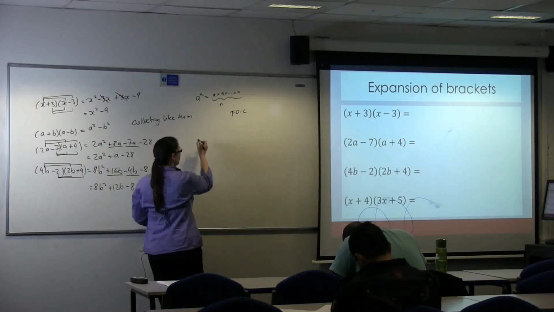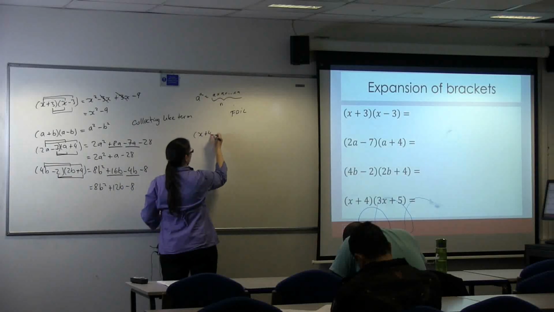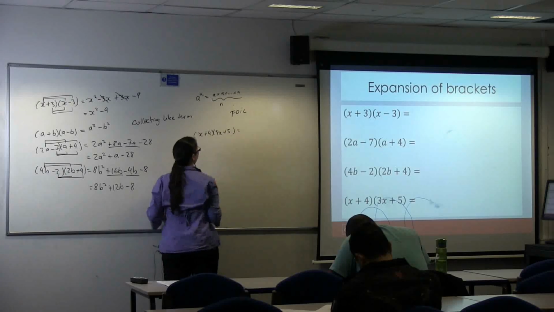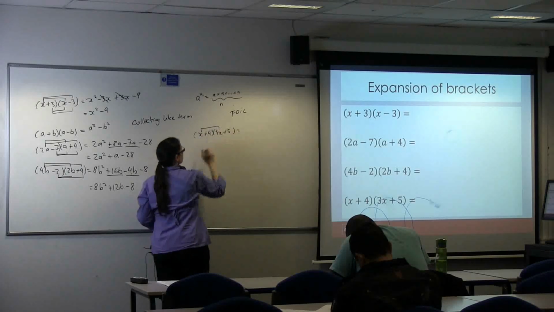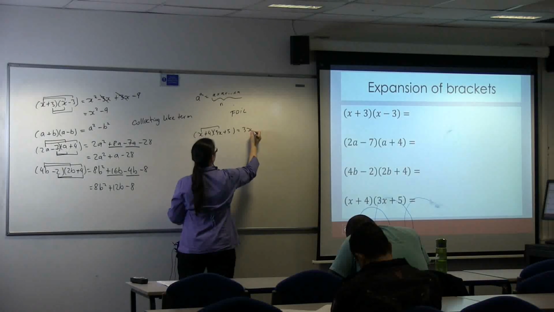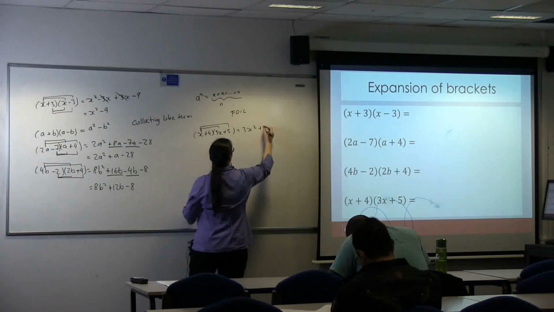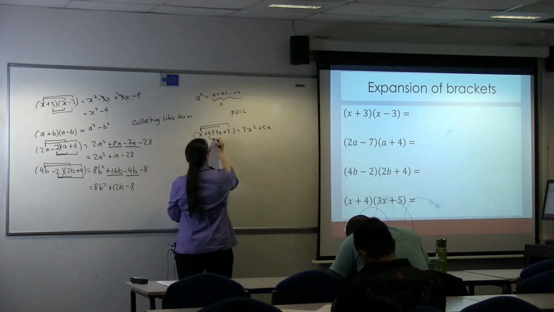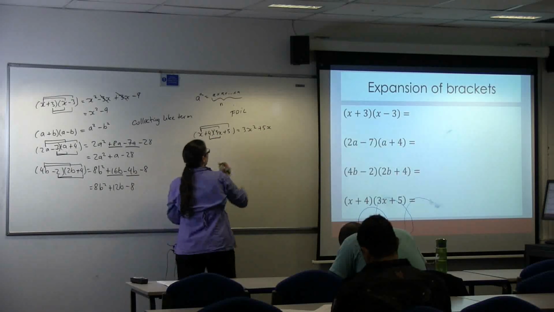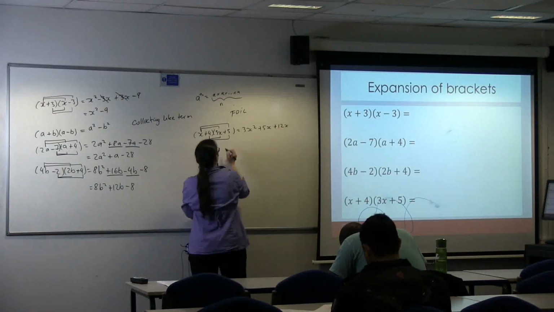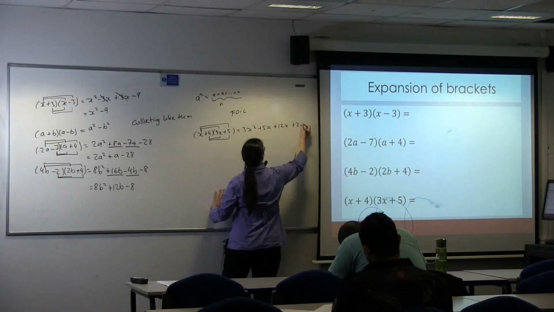Okay, last example. x plus 4 times 3x plus 5. So x times 3x gives me 3x squared. x times 5 gives me 5x. 4 times 3x gives me 12x. And 4 times 5 gives me 20.